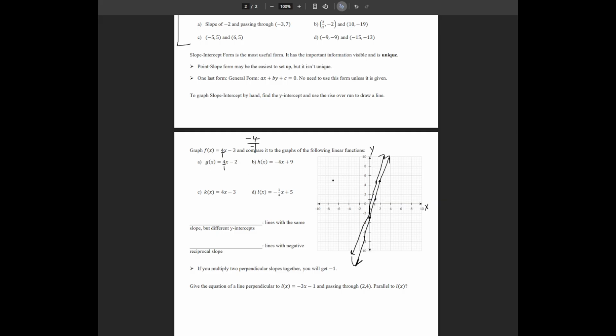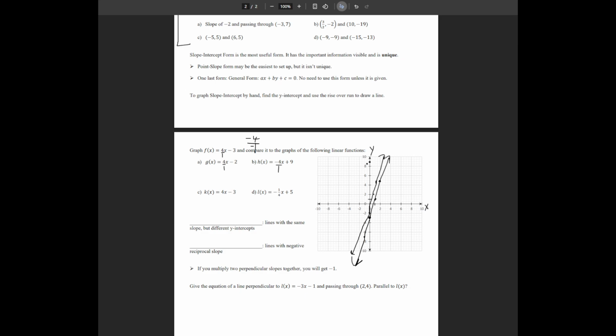All right, so that's line A. Let's look at line B, or line h of x now. So this one is negative 4x plus 9. Using the same trick, put it over a 1. Our y-intercept is 9.